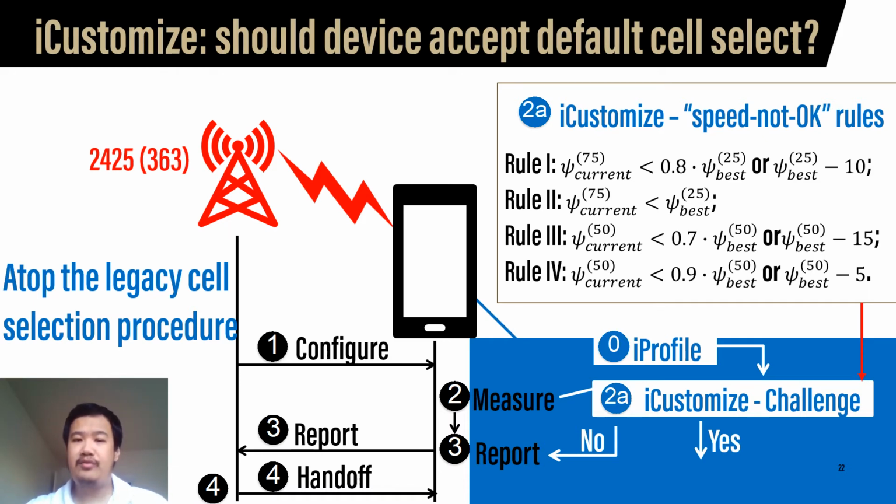Here, we propose 4 different rules. Rule 1 is the most conservative one, and Rule 4 is the most aggressive one. iCustomize uses these 4 rules as a tuning knob to balance speed gains and the missed rate.